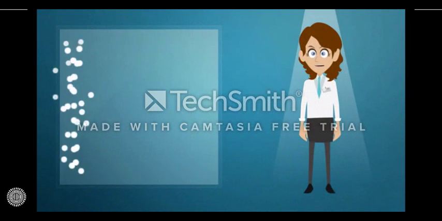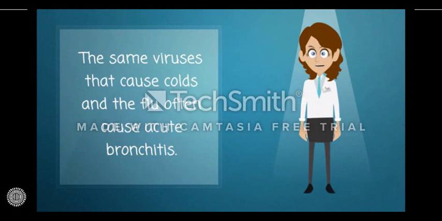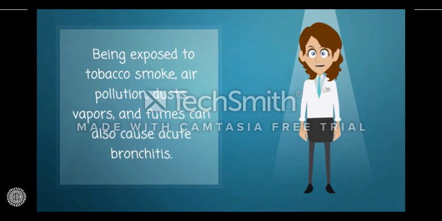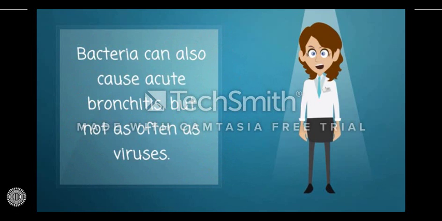The same viruses that cause colds and the flu often cause acute bronchitis. These viruses spread through the air when people cough, or through physical contact, for example, on unwashed hands. Being exposed to tobacco smoke, air pollution, dusts, vapors, and fumes can also cause acute bronchitis. Bacteria can also cause acute bronchitis, but not as often as viruses.